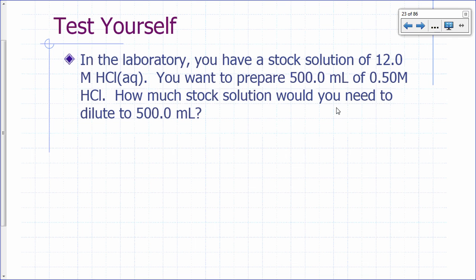All right, here's a practical laboratory problem. You have a stock solution that's 12 molar HCl in the laboratory, that's concentrated HCl. And you want to prepare 500 mils of 0.5 molar HCl. How much stock solution would you need to dilute to 500? So you've decided you want 500 mils, and you want that to be 0.5 molar.